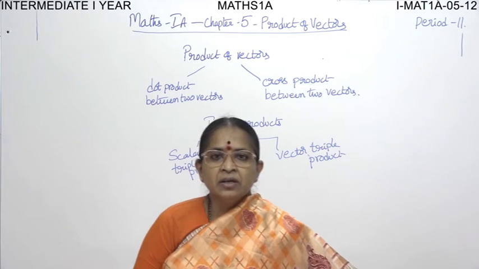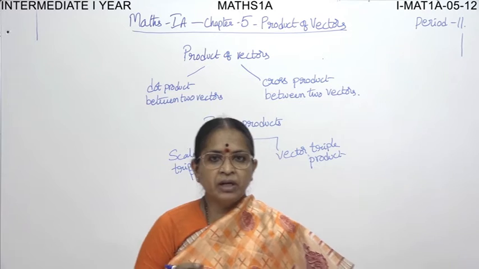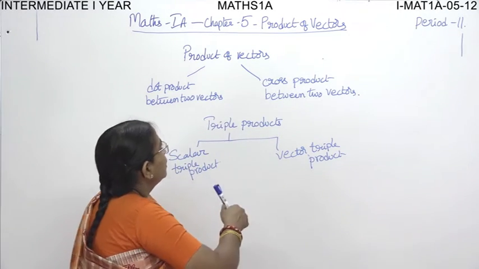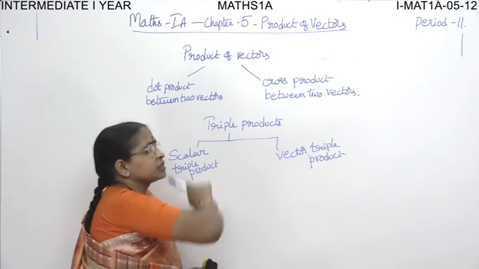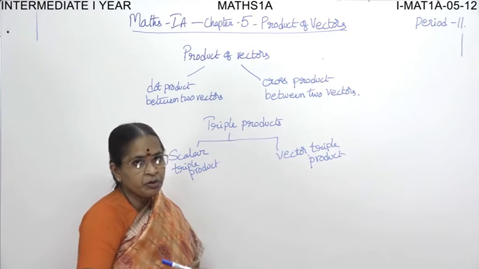Good morning, children. So, in the last period, we completed the vector product between two vectors. Now, we'll continue with the products of vectors. In product of vectors, we studied the dot product between two vectors and the cross product between two vectors.